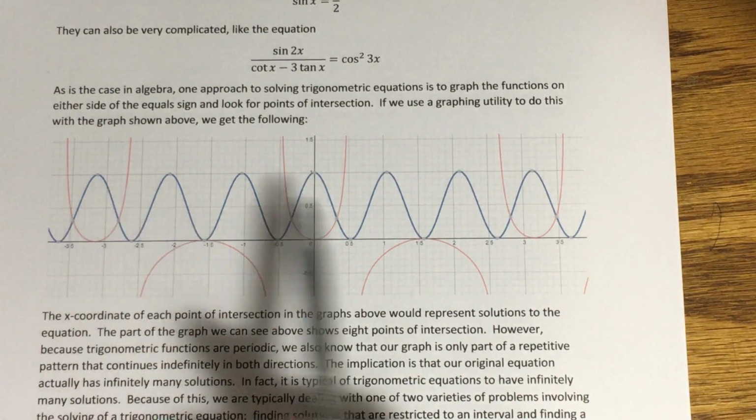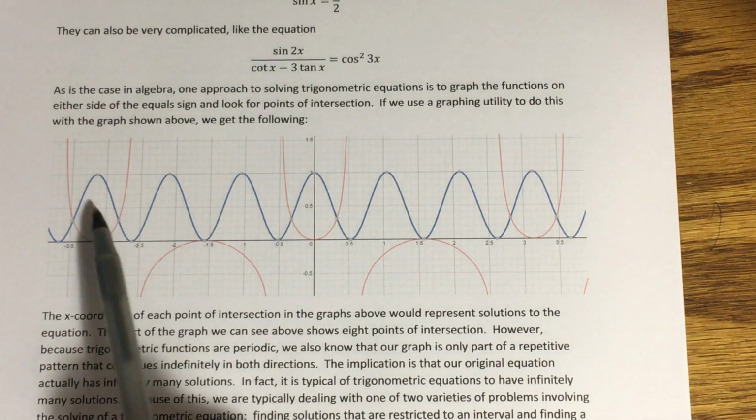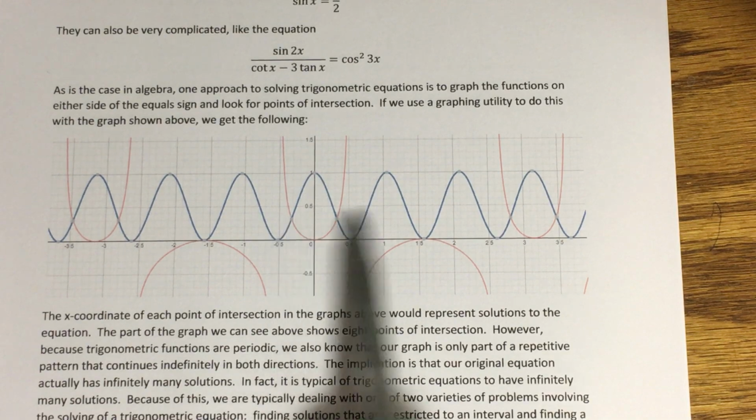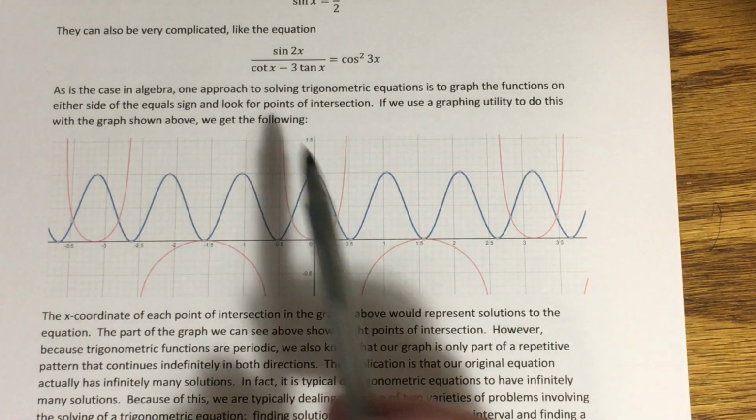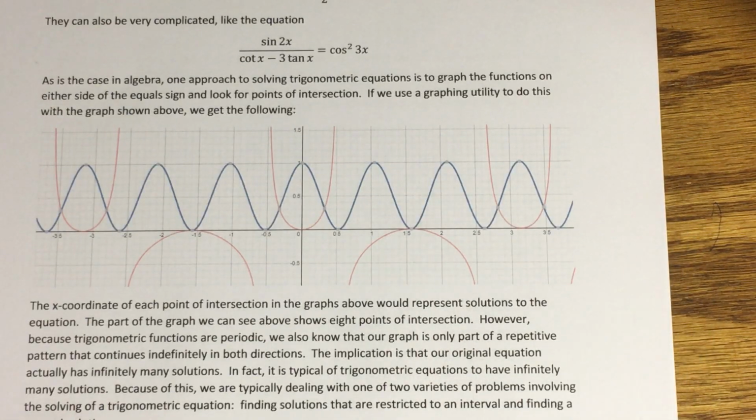That means I'm going to keep getting points of intersection the further and further I move towards the right or towards the left. And that implies that there would be an infinite number of points of intersection, which corresponds to an infinite number of solutions to an equation of this type. And that's generally the case. For the most part, trigonometric equations tend to have infinitely many solutions because of their periodic nature.